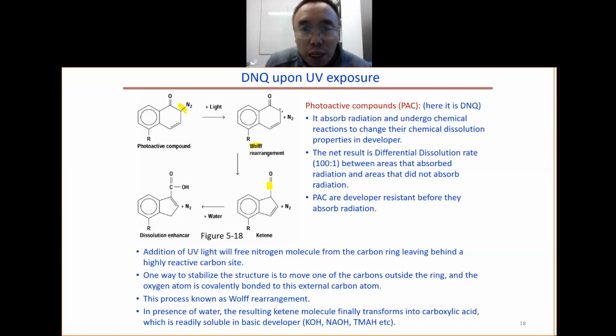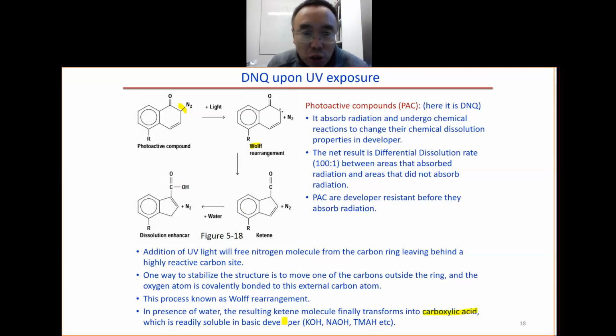Because the exposure is done in the air, there will be some water. There will be some water molecules in the resist. So when there is water, this part will become this one. So this is the carboxylic acid. Carboxylic acid. This is what you can imagine. This is the acid.